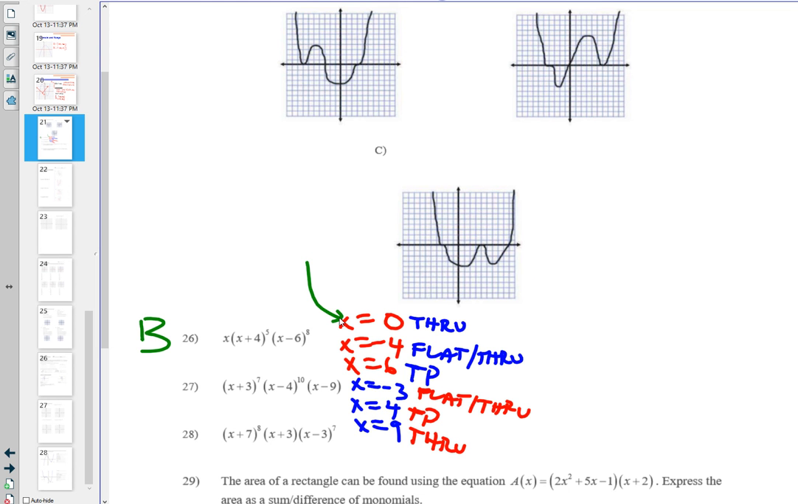Which one of these is exhibiting that type of behavior? C. Yeah, it doesn't look like C. It's the only one that goes out to where 9 will be. So this would be C. Okay.